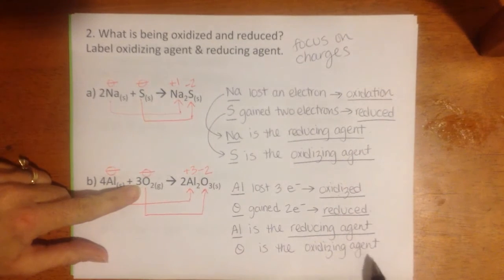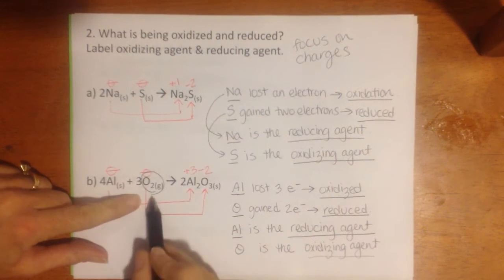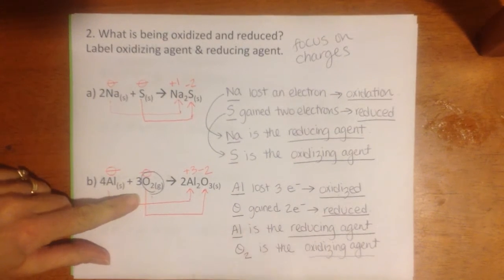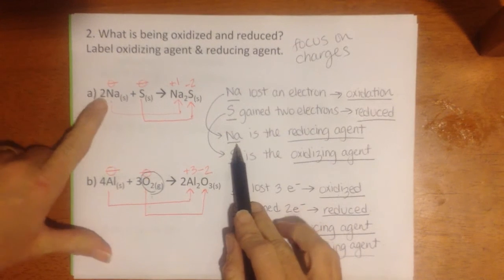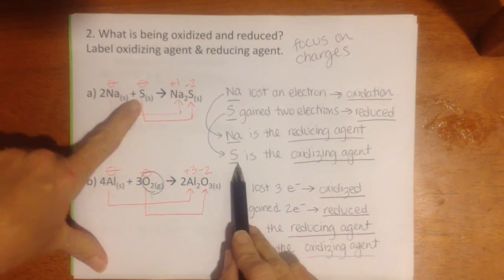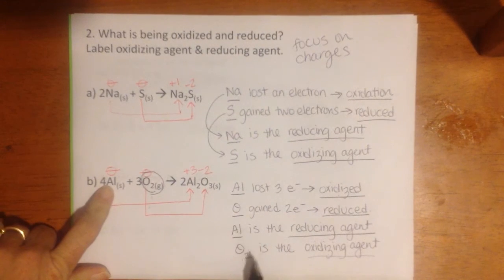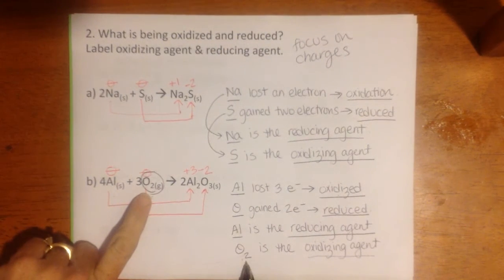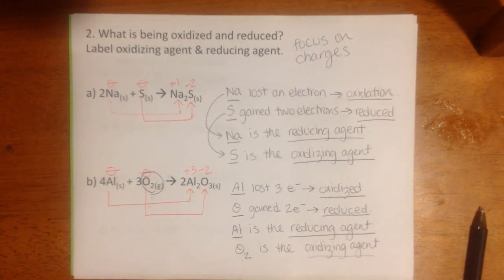And there's one little trick here. When you write the agents, you want to write the formula as it appears on the reactant side. Up here, sodium really showed up as sodium. Sulfur was just boring sulfur. Aluminum was boring aluminum. But oxygen was part of something larger, so we're going to put the entire formula. And that is the end of just definitions.